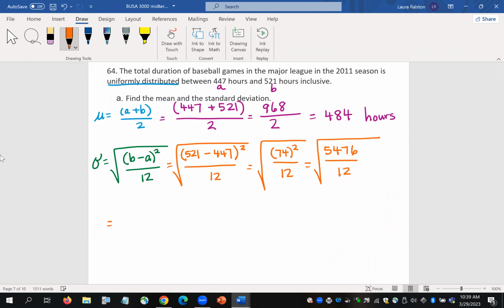So that gives me the square root of 456.3 repeating. And I'm going to take the square root. And I get 21.361959996. So there's the mean and the standard deviation for that problem.